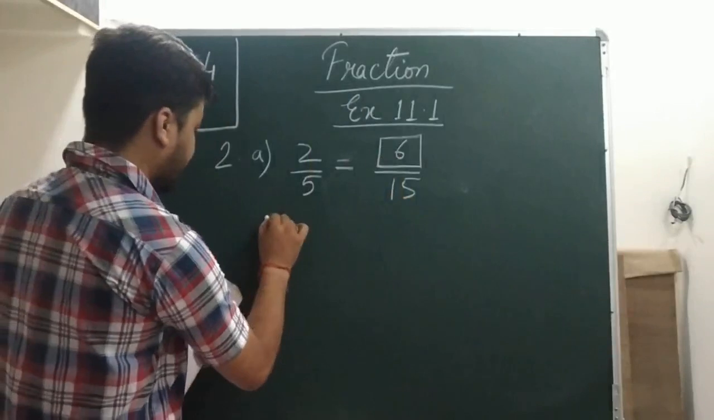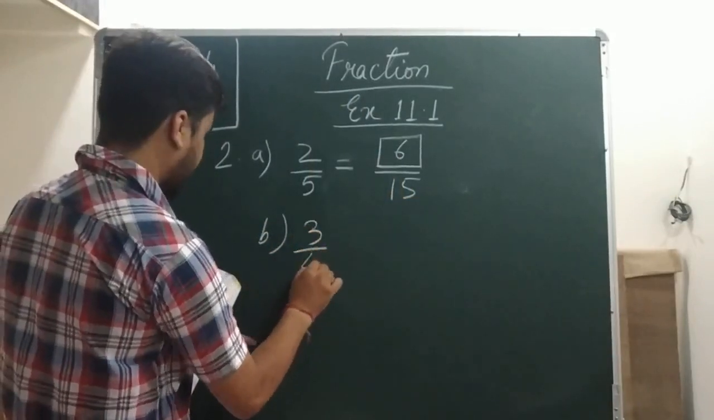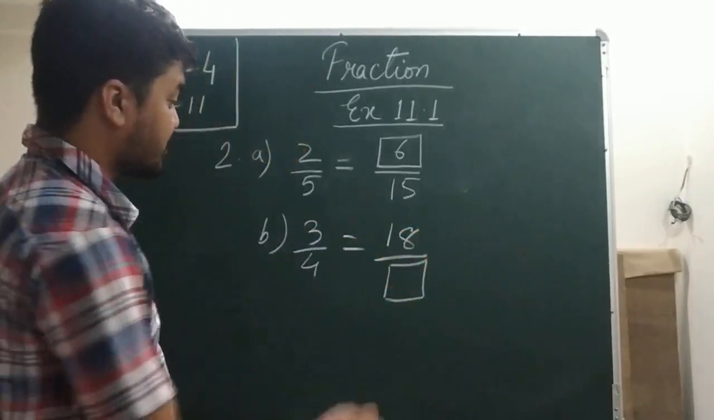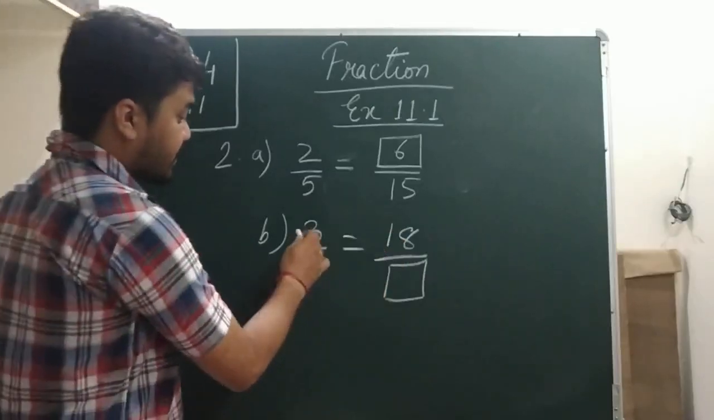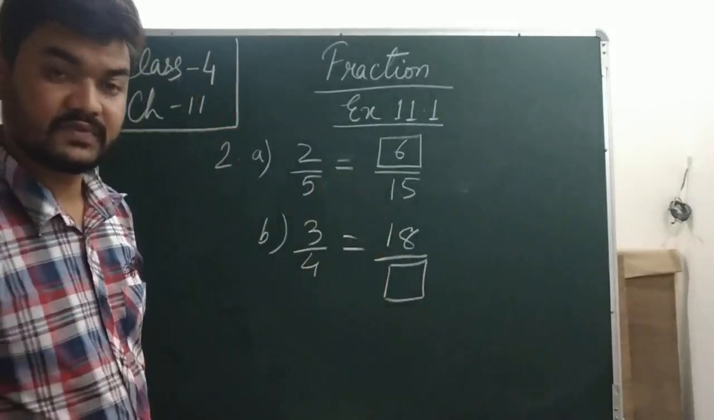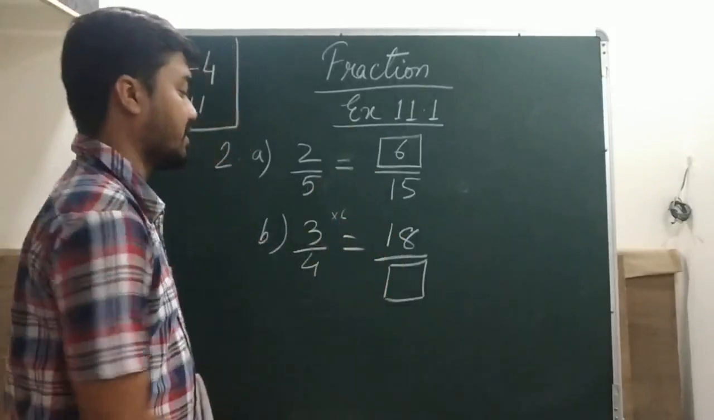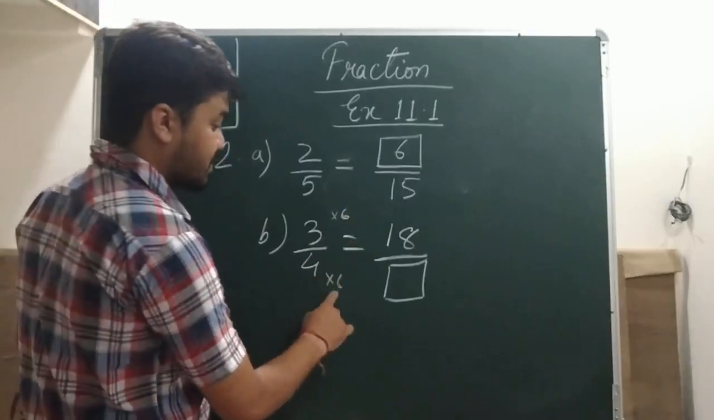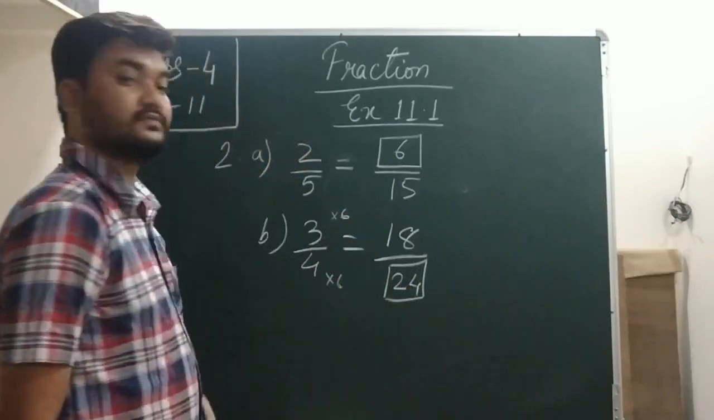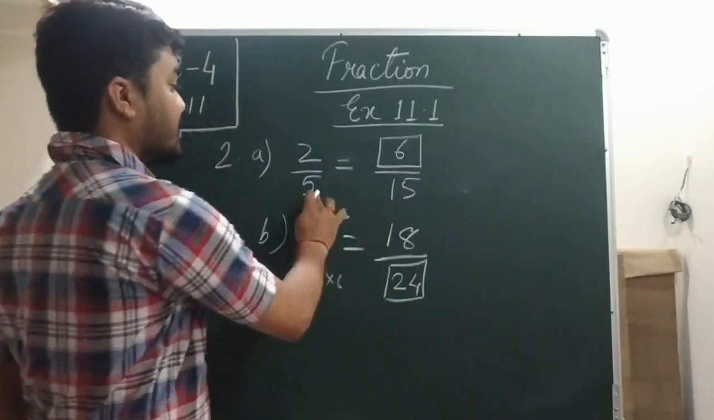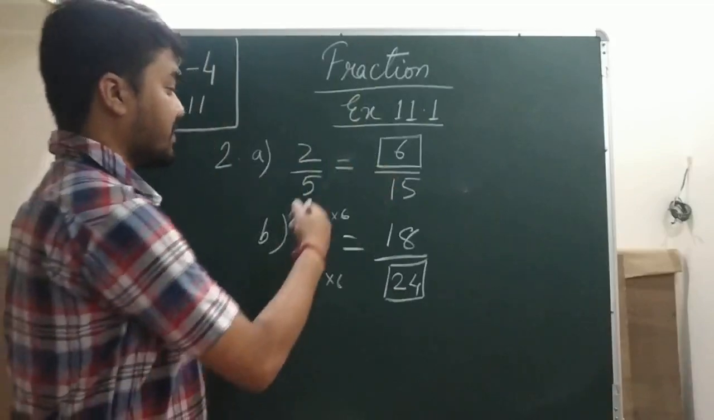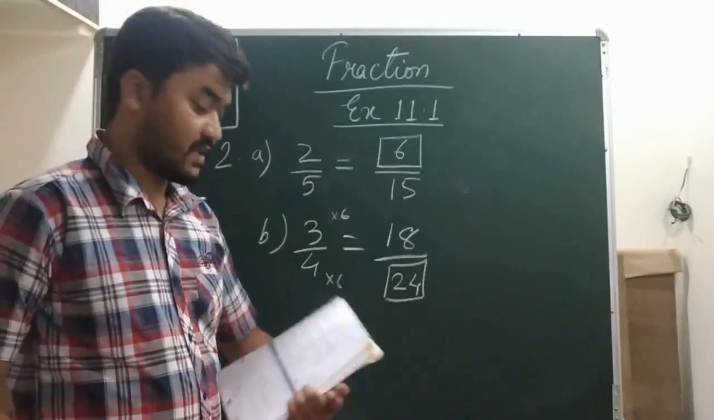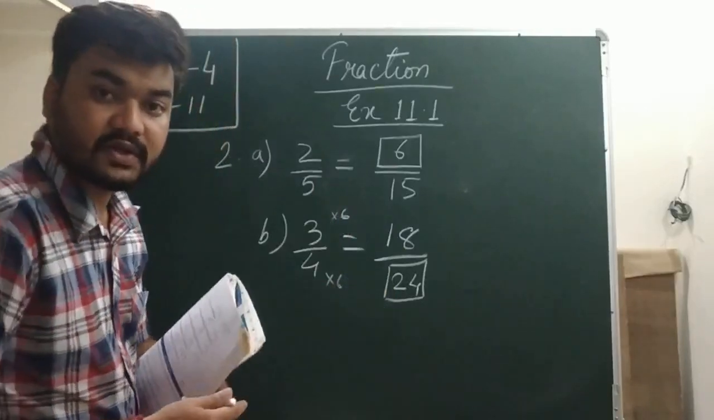In part B, 3 by 4 equals 18 by blank: the numerator is given and the denominator is not given. So what is given we will see. 3 is how many times 18? 6 times. Remember it. So the denominator also we will multiply by 6. 4 times 6 is 24. Understood? It is very simple. We have to see what is given, multiply it by a number, and do the same with the part which is not given. Clear? Next, question number 3.